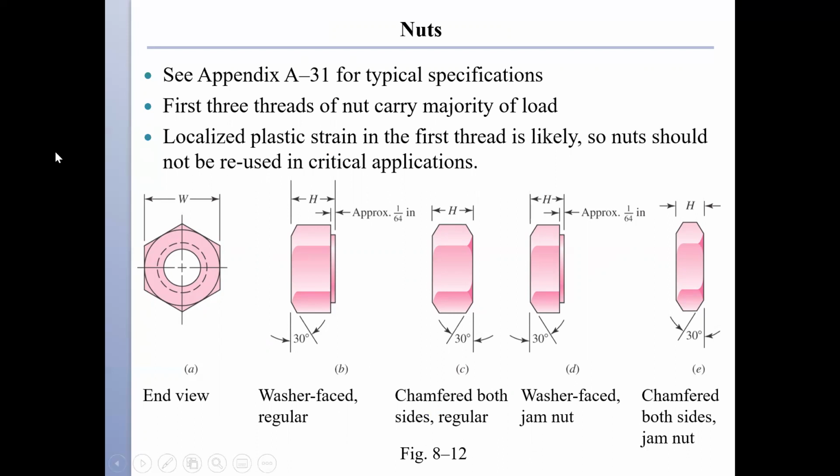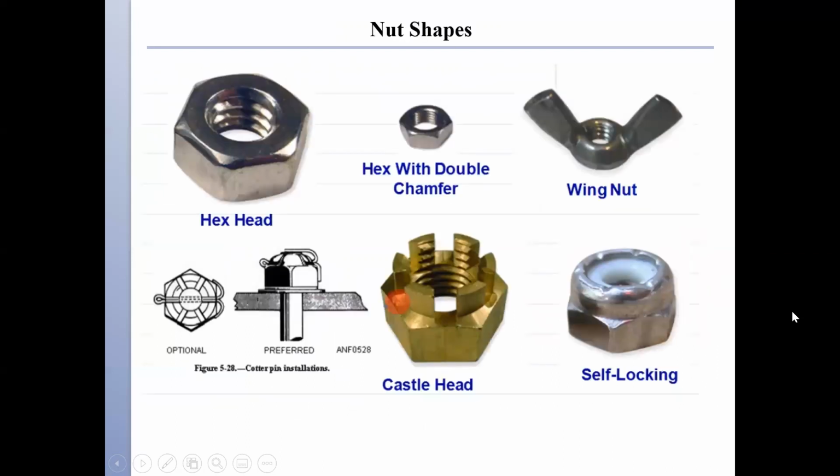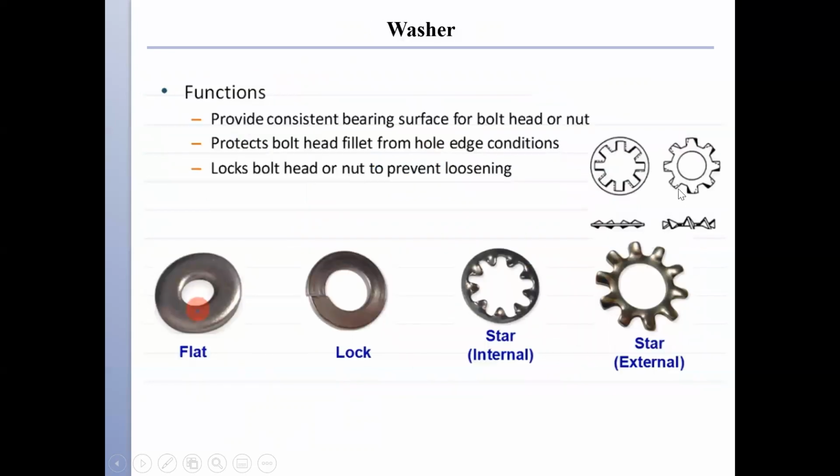There are the regular nuts with the washer face, with a chamfer on both sides, and there are also the jam nuts that are thinner than the regular nuts. Usually they are used as a second nut, or for applications where we cannot use a regular nut, we use a thinner one. And this is a washer face jam nut, and this is a chamfer on both sides jam nut. Different nut shapes: the hex, the winged nuts, hex with a double chamfer, self-locking, and a castle head.